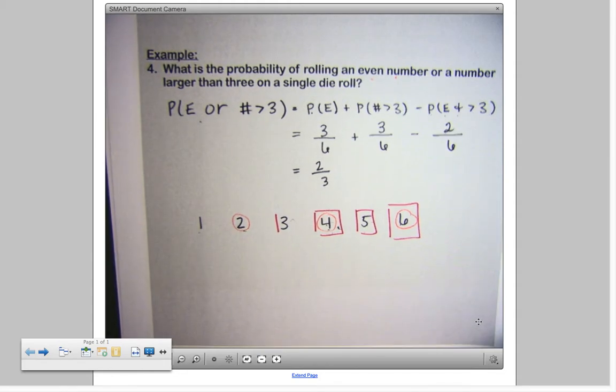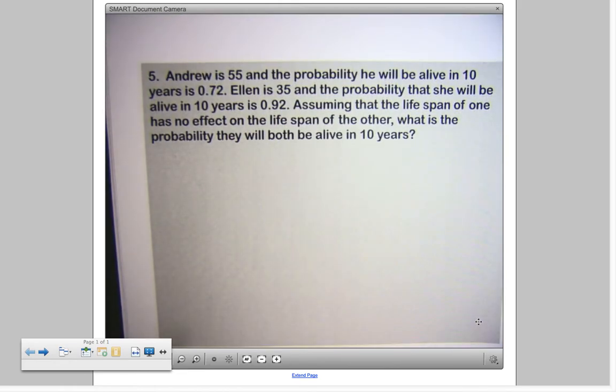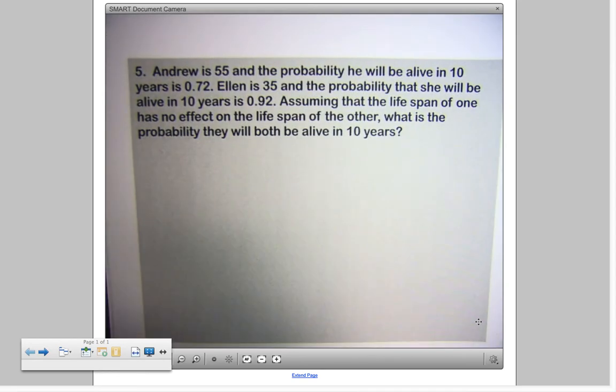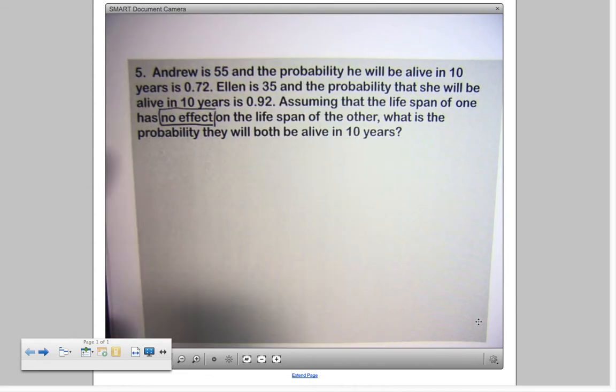All right, go to the back. We have a couple of word problems. Andrew is 55 and the probability that he will be alive in 10 years is 0.72. Ellen is 35. Her probability is 0.92. Assuming the lifespan of one has no effect, and I'm going to box this because that's going to be important, on the lifespan of the other, what is the probability that they will both be alive in 10 years?